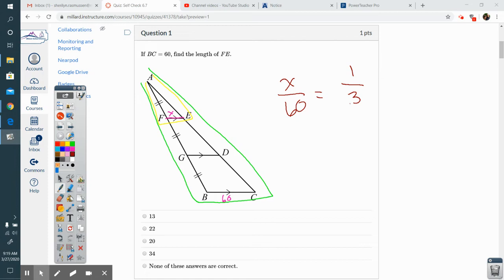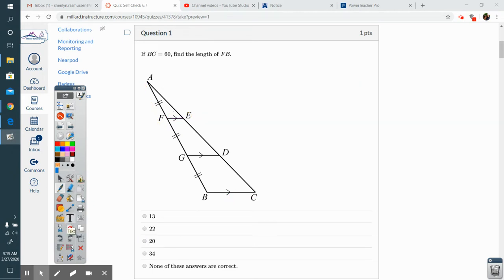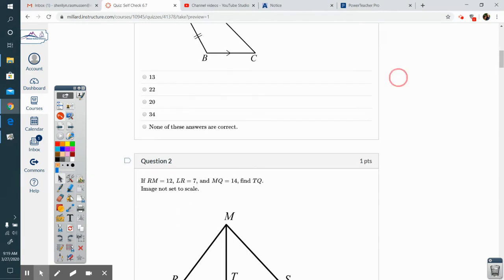So 60 times 1 is 60, divide by 3 is 20. So you can see that that answer is right there. We'll just move on to the next problem.